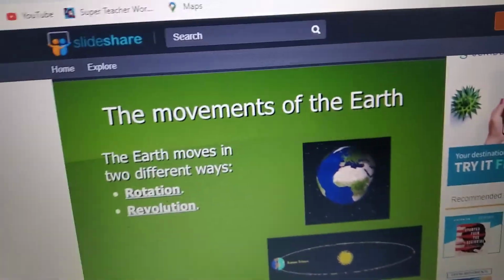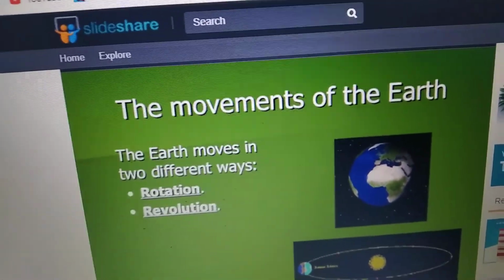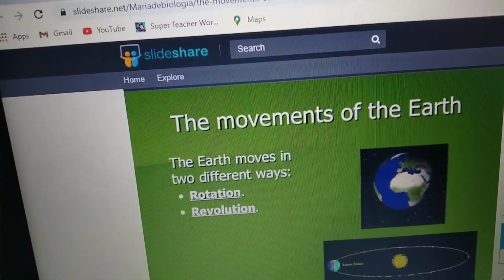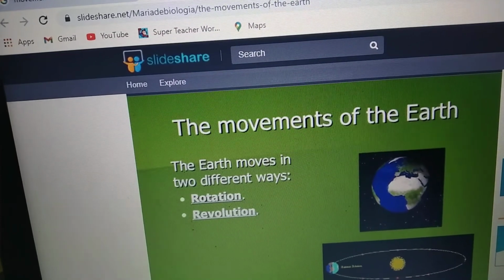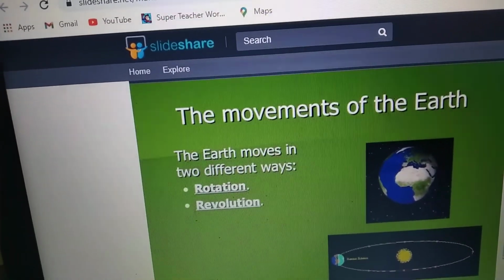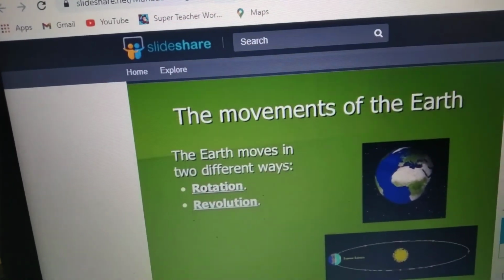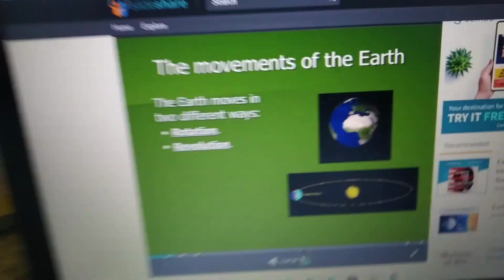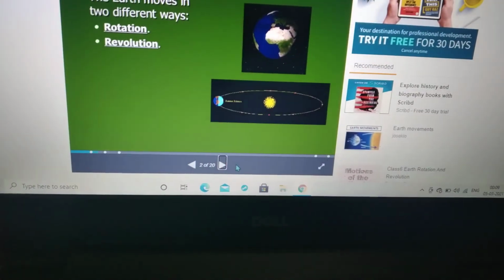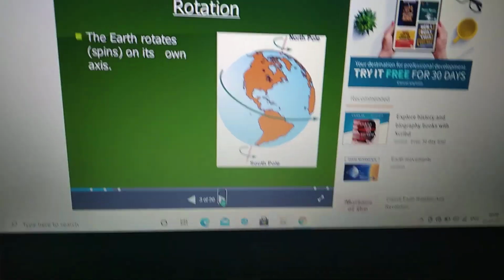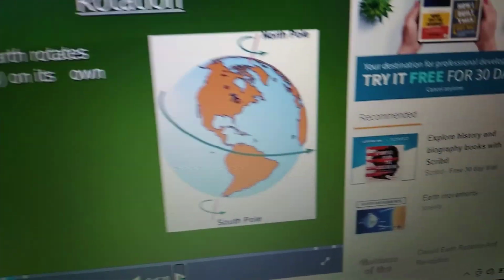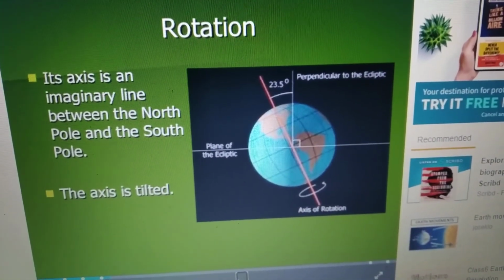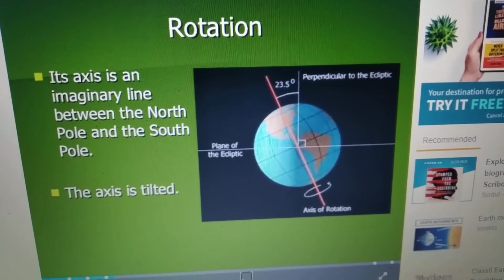See here, the Earth spins on its own axis like a top all the time. So that is nothing but rotation. It is also slightly tilted to one side. The Earth spins on its own axis. The Earth's axis is imaginary. So see here, it rotates on its own axis. Are you seeing? Next. Its axis is an imaginary line between the North Pole and the South Pole.